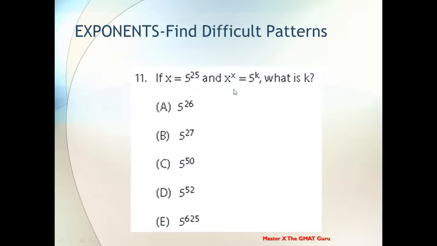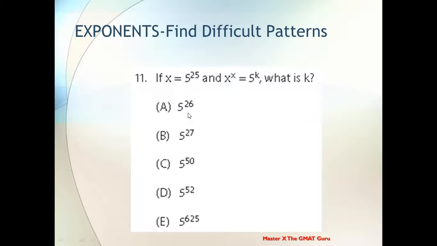All right, you have this problem. It states, if x equals 5 to the power of 25 and x to the power of x is equal to 5 to the power of k, what is k? Just looking at it, you're like, wow, man, what's that? How am I going to solve this? Well, just relax. Let's look at the possible answers first.